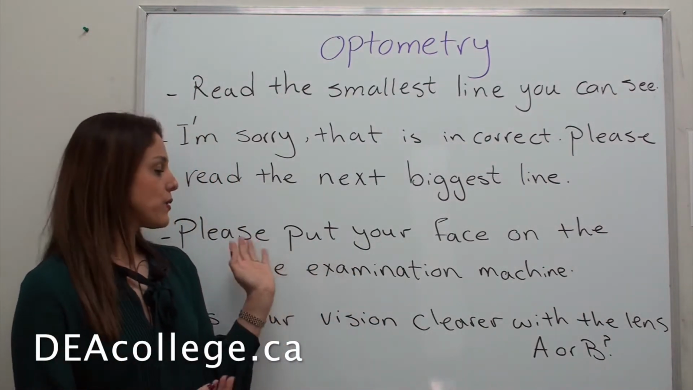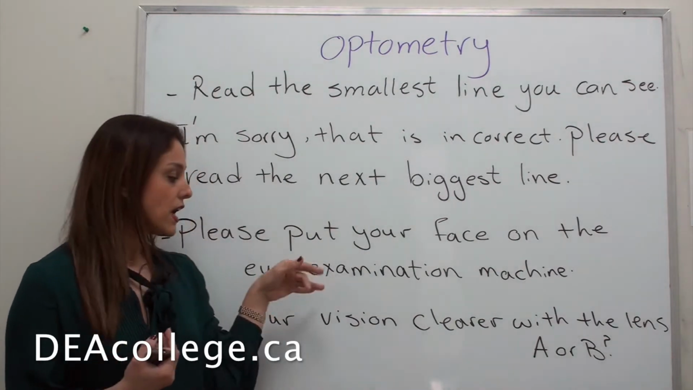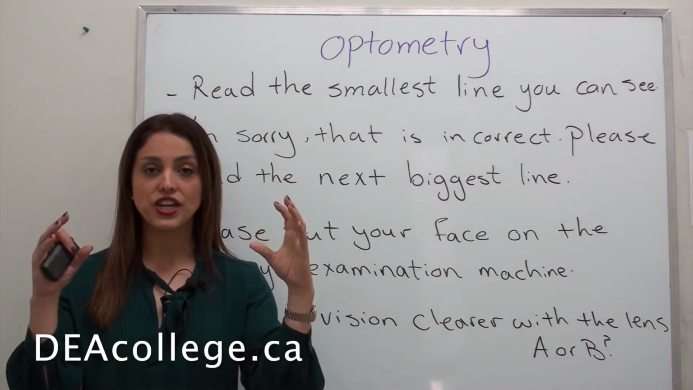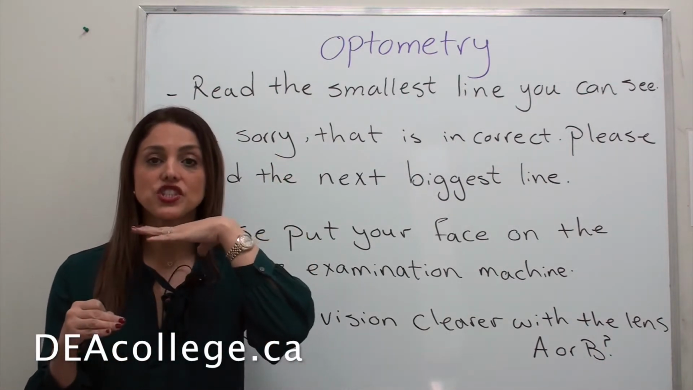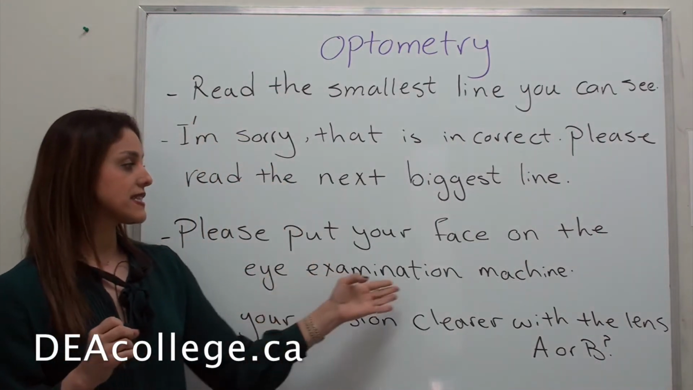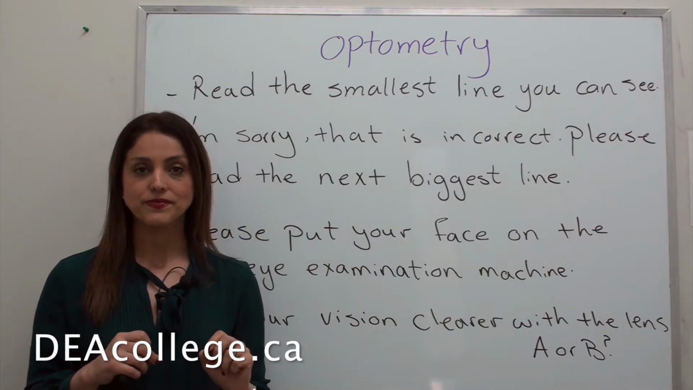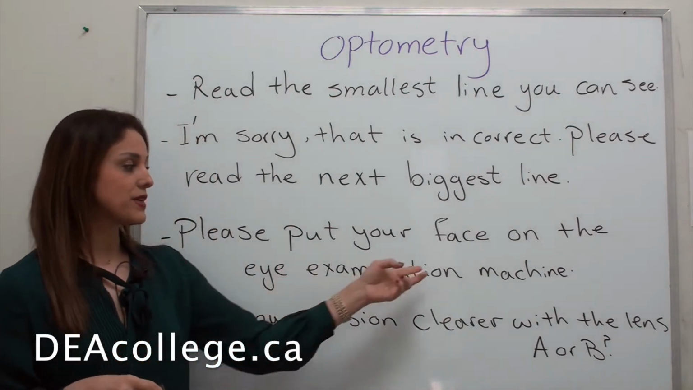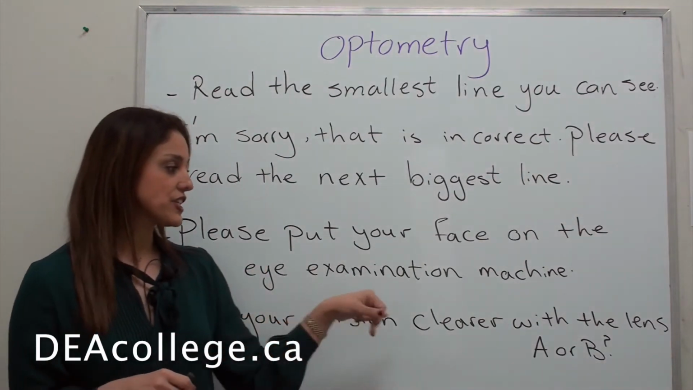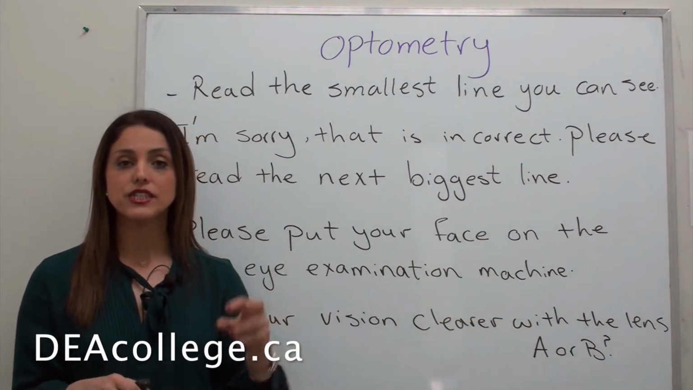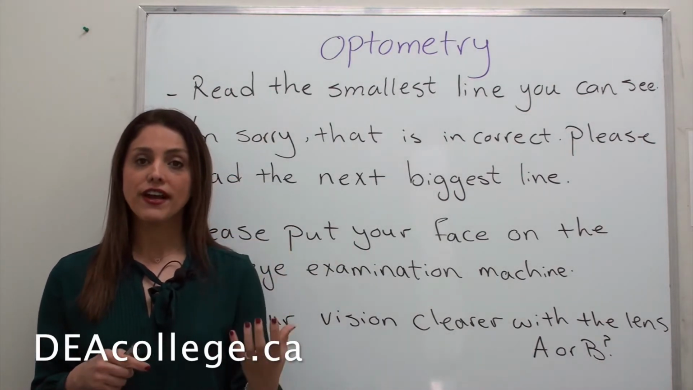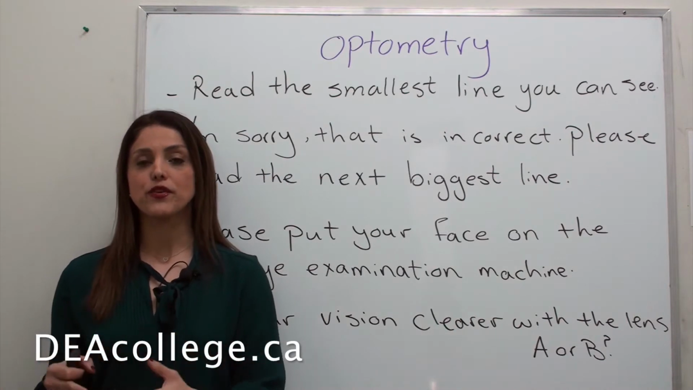And they will tell you, please put your face on the eye examination machine. They have some machine, so you have to sit there, put your chin on the pad, and they're going to check your eyes with the eye examination machine. Is your vision clearer with lens A or B? They're going to put different lenses on the machine to find out which one is more appropriate for your eyes.